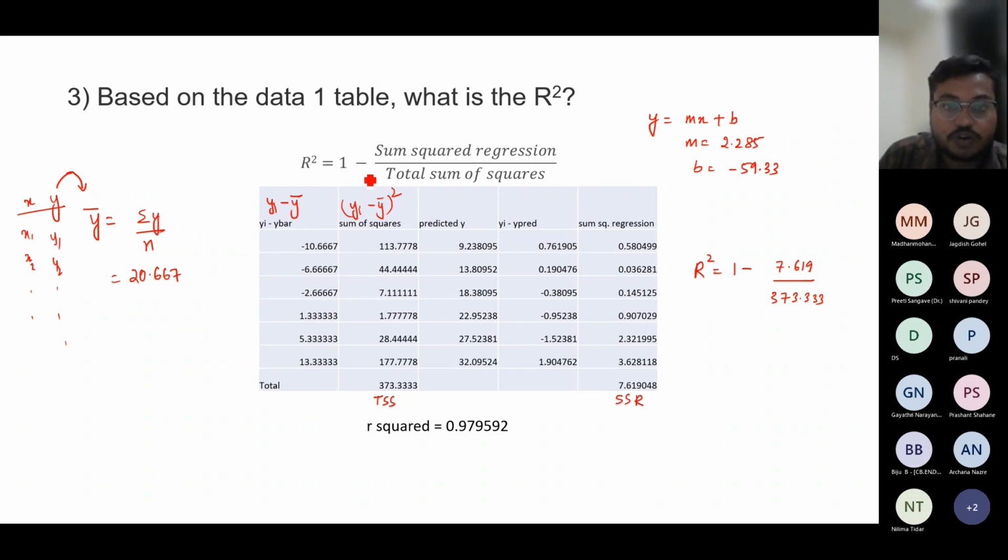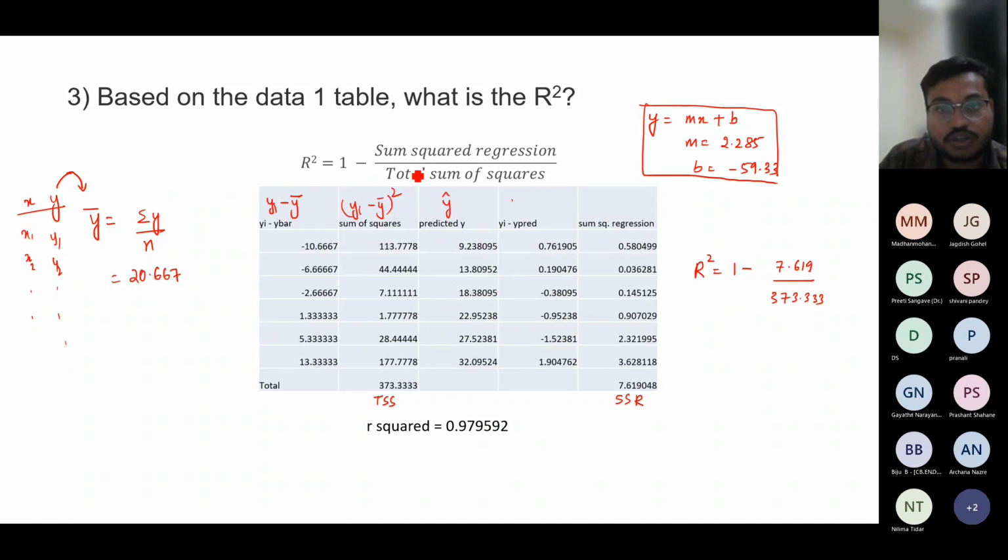For this column, what we'll do is we have a regression equation based on the first two questions. We got the slope and the intercept for the regression line. We'll use this equation y is equal to mx plus b by substituting m and b. For each of these x1, x2, x3, we'll get a predicted value of y. So this is our y predicted, which is y hat.